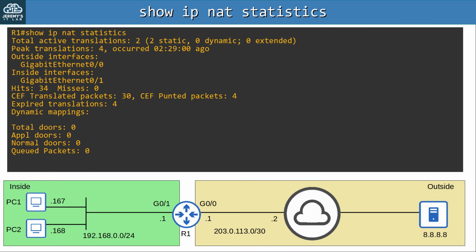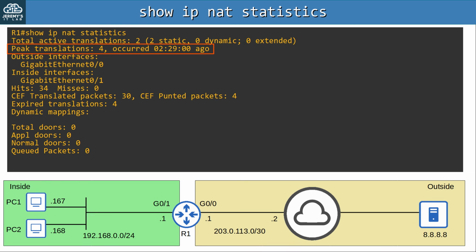The last command I want to show you today is this: show IP NAT statistics. Let's walk through the first few lines of the output. Total active translations 2. And both of them are static. Since I just cleared the dynamic entries, there aren't any at the moment. As for extended entries, I'll explain them in day 45.